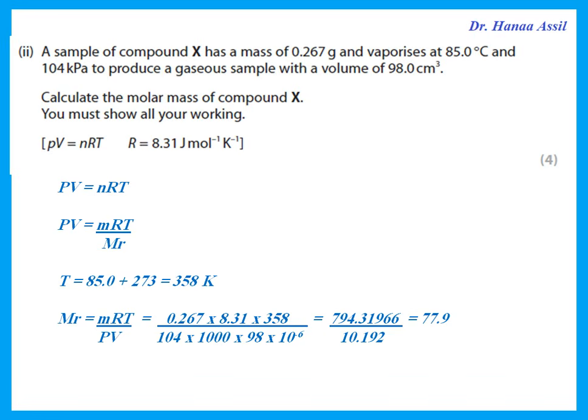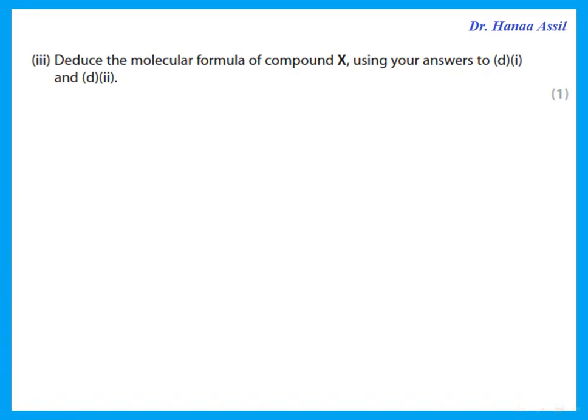R is 8.31. The temperature we calculated to be 358. Over the pressure, now he gives me the pressure in kilopascal. I have to multiply by 1,000 because it's supposed to be in Pascal. The volume, he gives it to me in centimeter cubed. I have to multiply by 10 to the minus 6 in order to make it into meter cubed. So this gives me an MR of about 78.